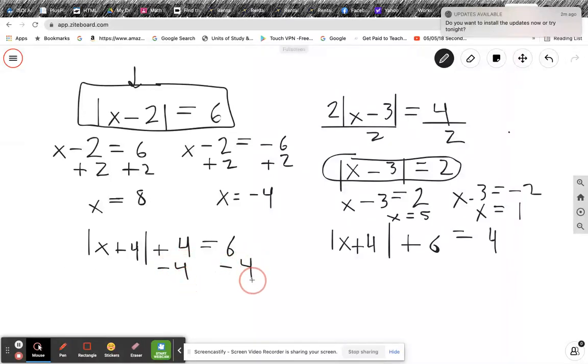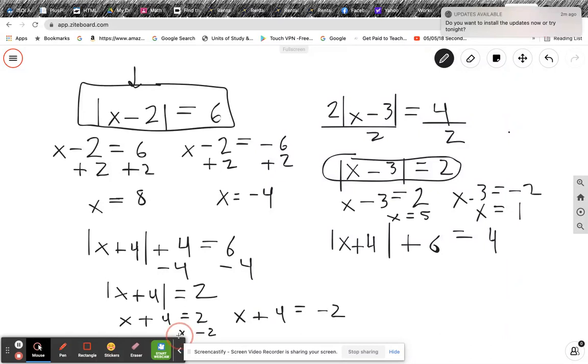For the next one, here we have to move that 4 first. You have to move the 4 first. That gives us the absolute value of x plus 4 is equal to 2. Now set up our two problems, and you would have x plus 4 is equal to 2, or we can have x plus 4 is equal to negative 2. Once you subtract 4 from both sides, you're going to get the answer as x is negative 2, or x is negative 6.